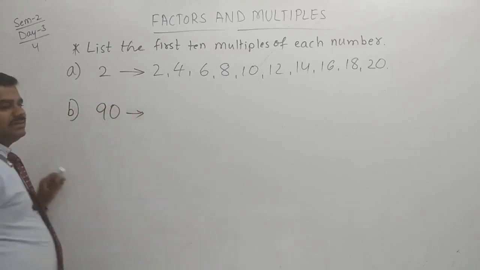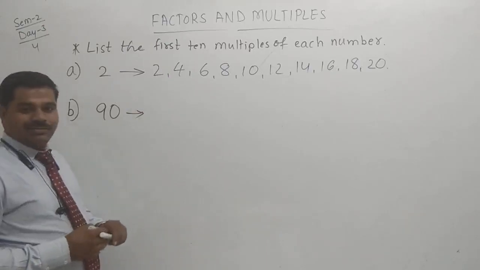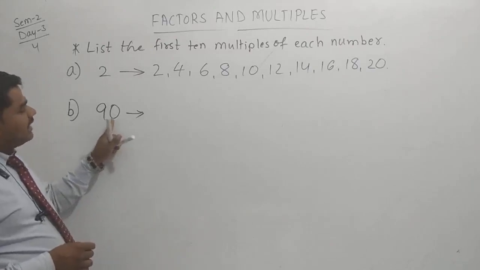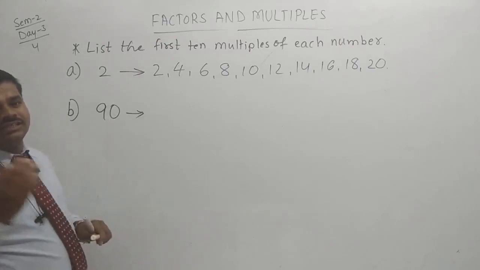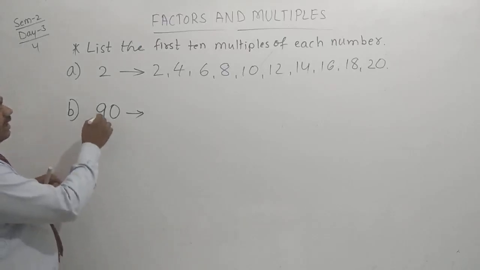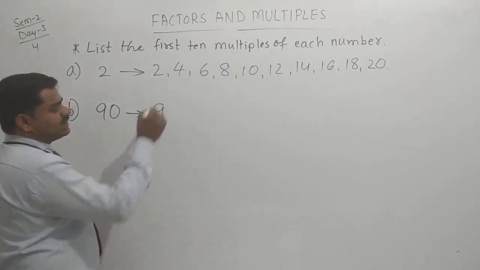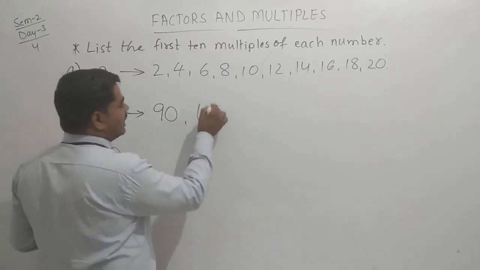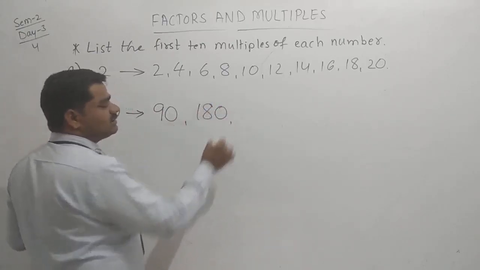Very tough, sir. We don't know the table of 90. Do you know the table of 9? After that, just insert a 0. That is 90 only. How? I will write first: 9 ones are 9, so 90. 9 ones are 90. 9 twos are 18, after that 0.